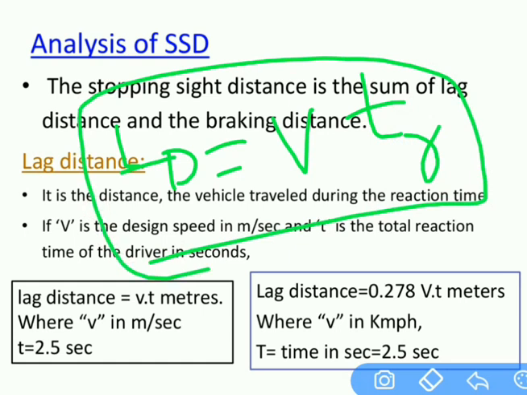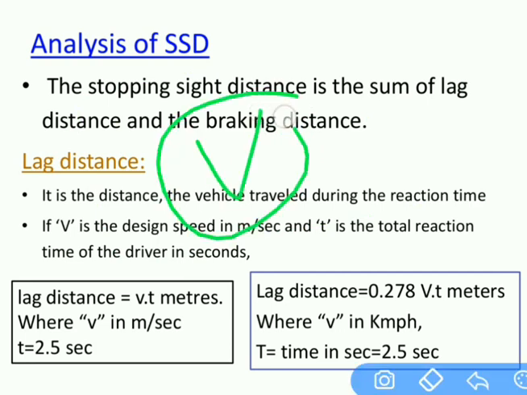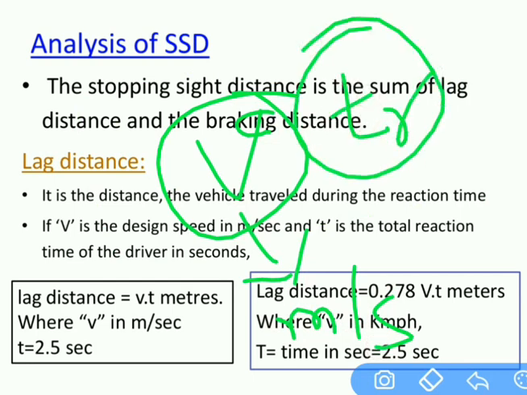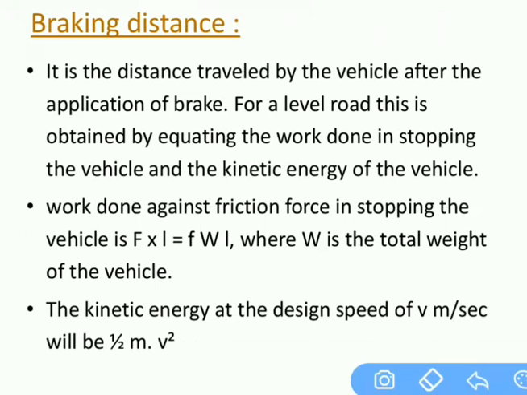This is the lag distance. What is V? The speed of the vehicle, in meters per second. What is TR? Reaction time. For SSD, the value is 2.5 seconds. That's it. Next, what is the braking distance?